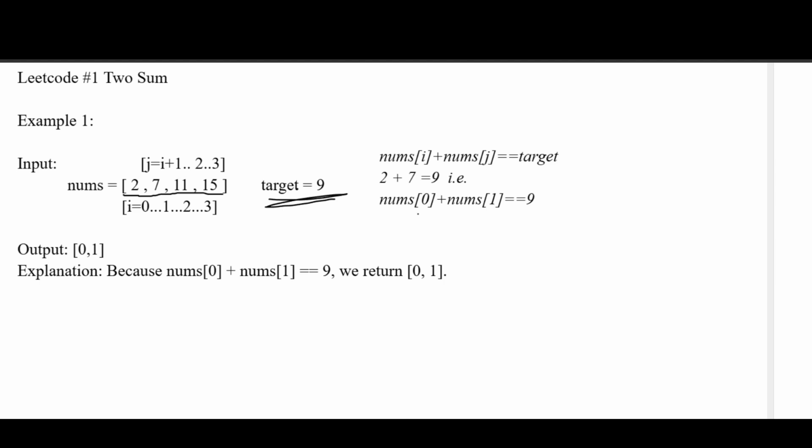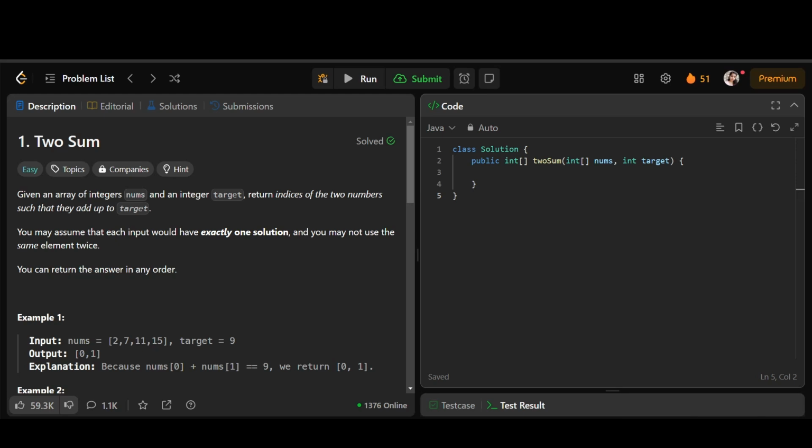So 2 plus 7 makes our target 9. So nums[0] plus nums[1] equals 9, so we have to return 0 and 1 as our output. So this is the idea behind it. Now let's code it. For our first method, we are using two for loops.